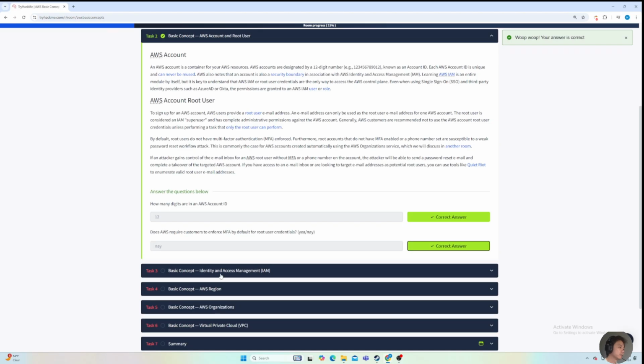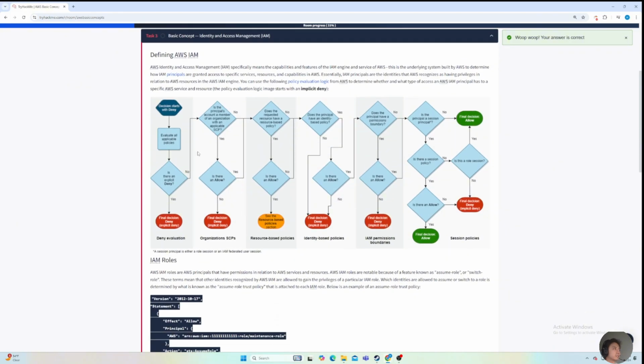Basic concept number 2, identity and access management. AWS Identity and Access Management specifically means the capabilities and features of the IAM engine and service of AWS. This is the underlying system built by AWS to determine how IAM principals are granted access to specific services, resources, and capabilities in AWS. Essentially, IAM principals are the identities that AWS recognizes as having privileges in relation to AWS resources in the AWS IAM engine.